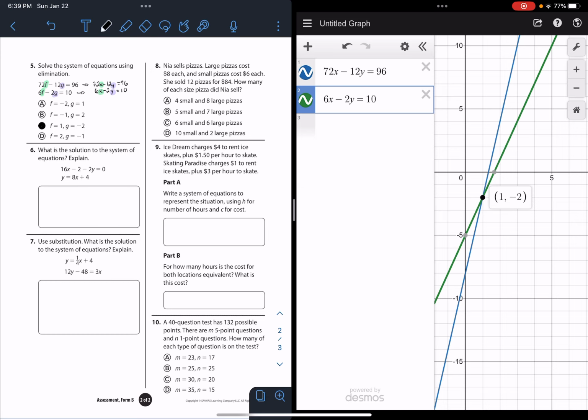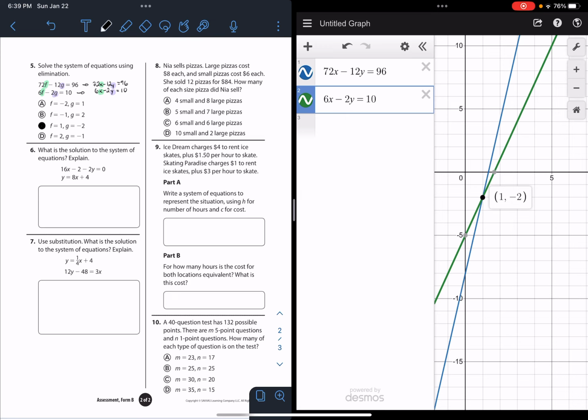You could solve using elimination if you want, but I'm telling you, graphing is the easiest way to go. And it's fair game. If you can solve a system of equations using the easiest way, it doesn't make sense to use elimination or substitution if you have a graphing calculator, or if I'm allowing you to use one. The next one says, what is the solution to the system of equations?